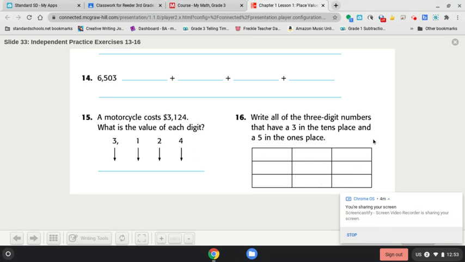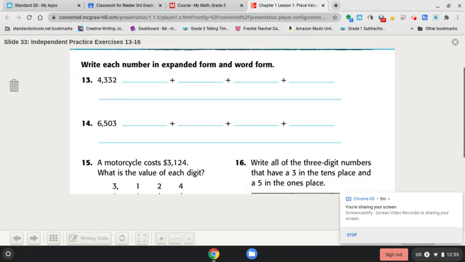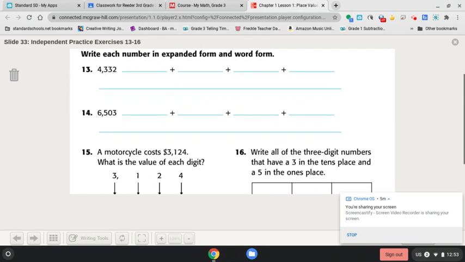And then down here on number 16, it's a little bit more tricky. Write all of the 3-digit numbers that have a 3 in the tens place and a 5 in the ones. So in each one of these boxes, you're going to write a different 3-digit number. So it's going to have a 3 in the tens and the 5 in the ones. And then the number before it can be different. Okay? Go ahead and pause as needed.